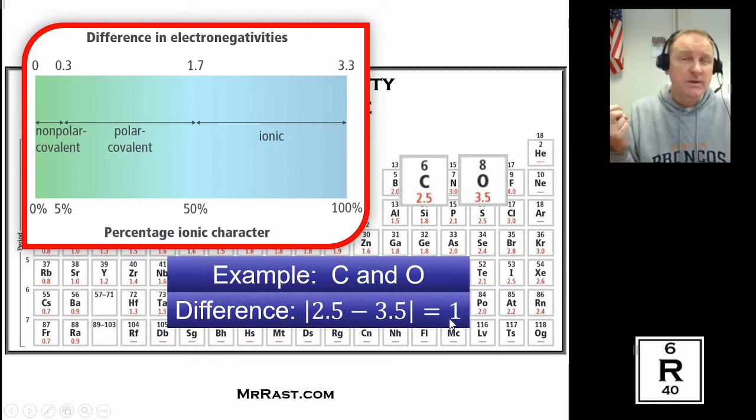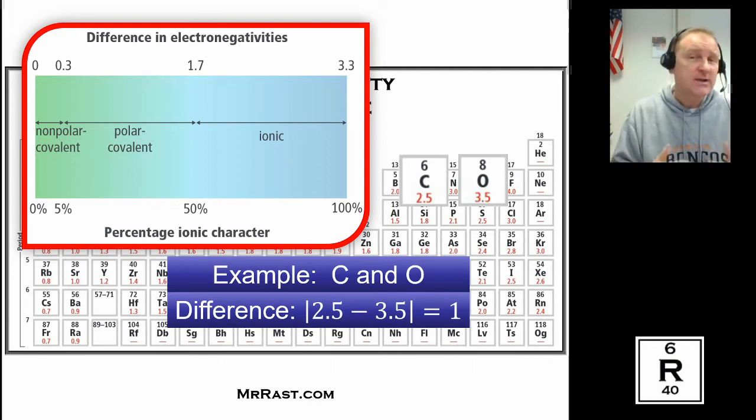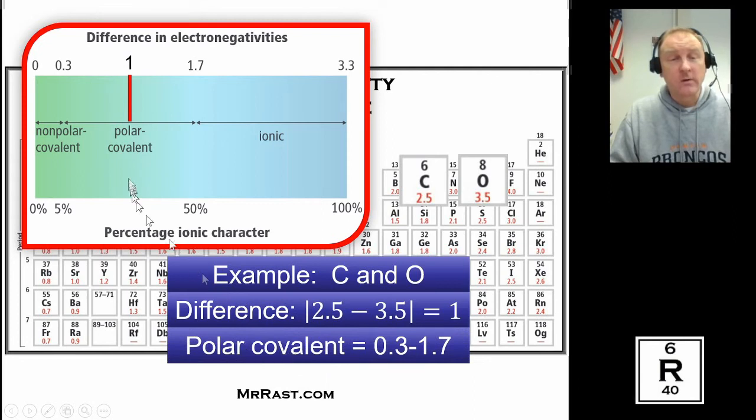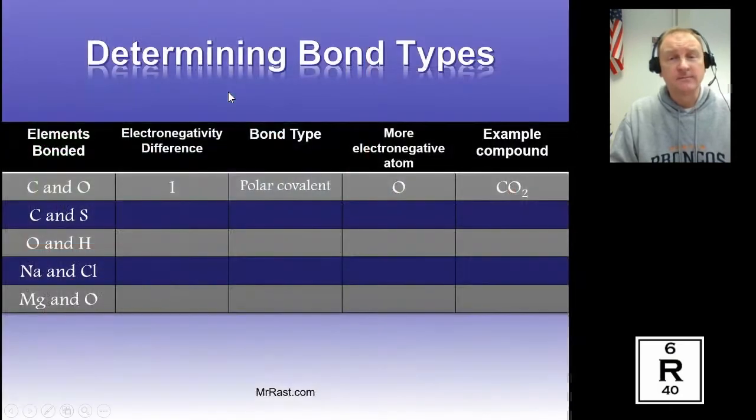Remember, when we talk about the word difference, there is no negative or positive. If I say, what's the difference between this and that? It's always the absolute number. If I said, what's the change? Change can have a negative value, but differences don't. So don't get caught up on whether you got -1 or +1. It's an absolute value when we talk about difference. So the difference here is 1, and 1 is not greater than 1.7. It falls right around here, and so therefore it would be a polar covalent bond. It's greater than 0.3 and smaller than 1.7.